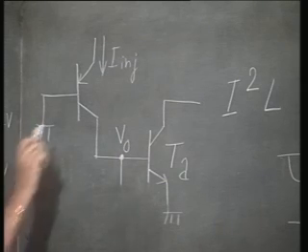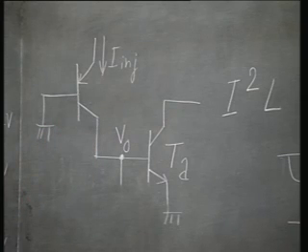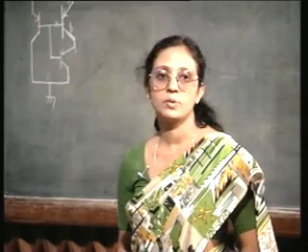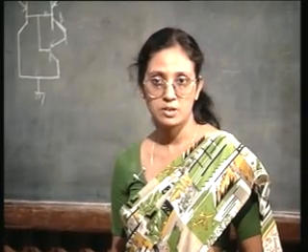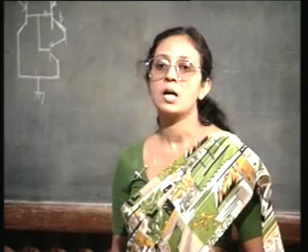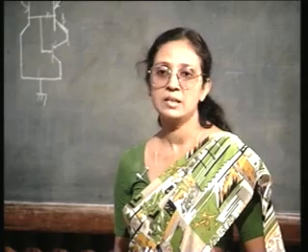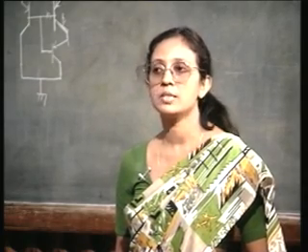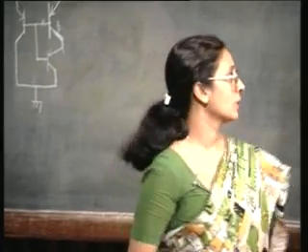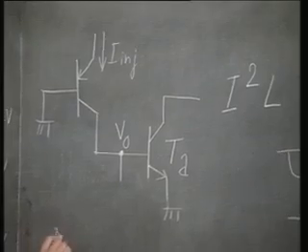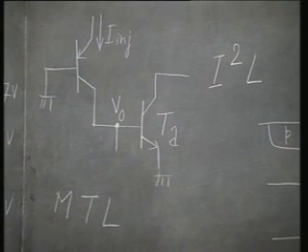Agreed? See another very interesting thing. The collector of the PNP transistor is fed to the base of the NPN transistor. That is, the collector of the PNP transistor is shorted to the base of the NPN transistor. So, again I could use the same P region for the collector of the PNP transistor as well as for the base of the NPN transistor. In other words, these two transistors are not going to be two distinct entities, they are going to share certain regions, or in other words, these two transistors will be merged. I will have a composite structure in which two transistors are merged together, which gives I square L its other name called MTL, merged transistor logic.